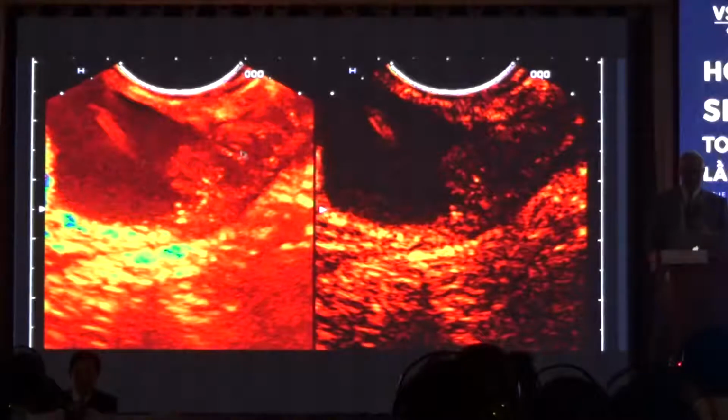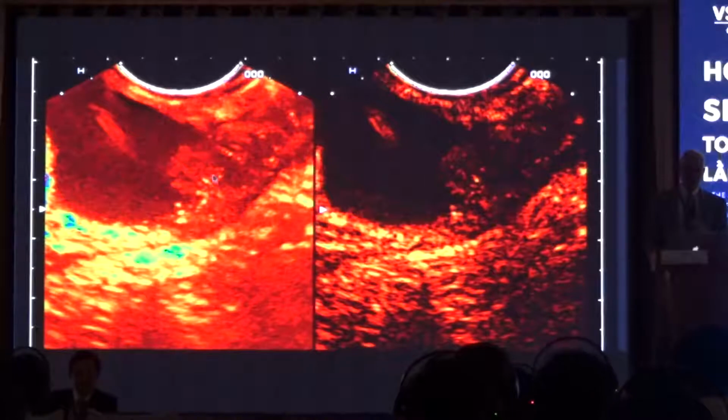Staging in biliary tract. You might be interested if such a lesion is a stone or a neoplasia. Contrast-enhanced ultrasound, endoscopic contrast-enhanced ultrasound, shows there is enhancement. Therefore, this is not a stone. Therefore, this is a neoplasia.